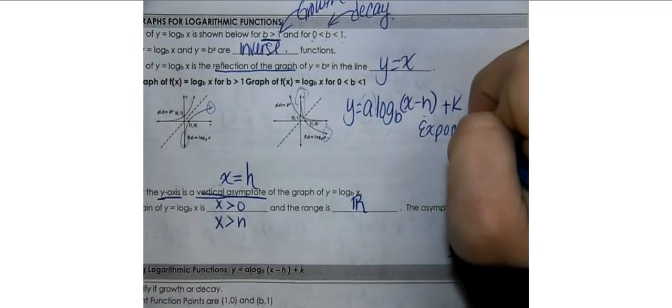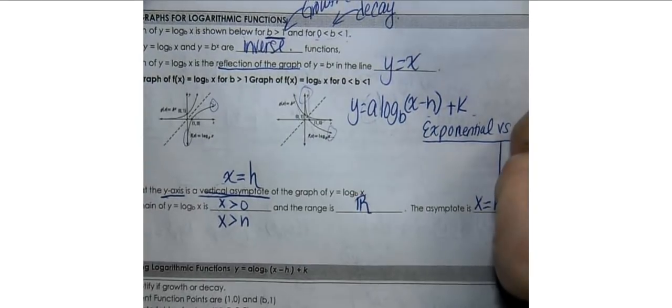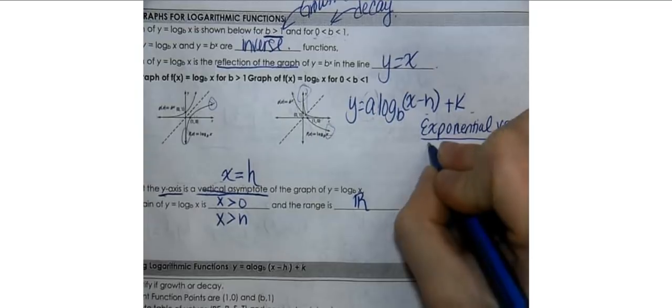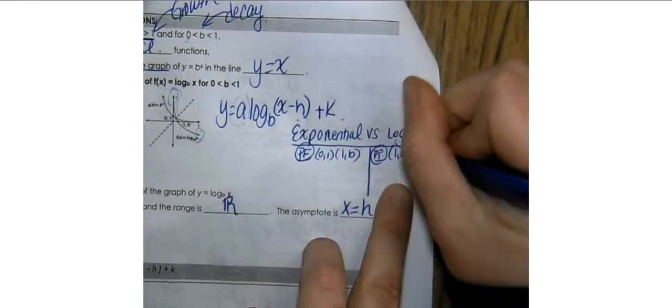So here's exponential versus logarithm. The first thing I want to talk about is the parent function. Because they're inverses of each other, the parent function used to be (0, 1) and (1, b). Now, because they're inverses, the x and y values are going to change. So my parent function is going to go from (0, 1) to (1, 0). Instead of (1, b), it's now going to be (b, 1). So my parent function ordered pairs are going to switch.